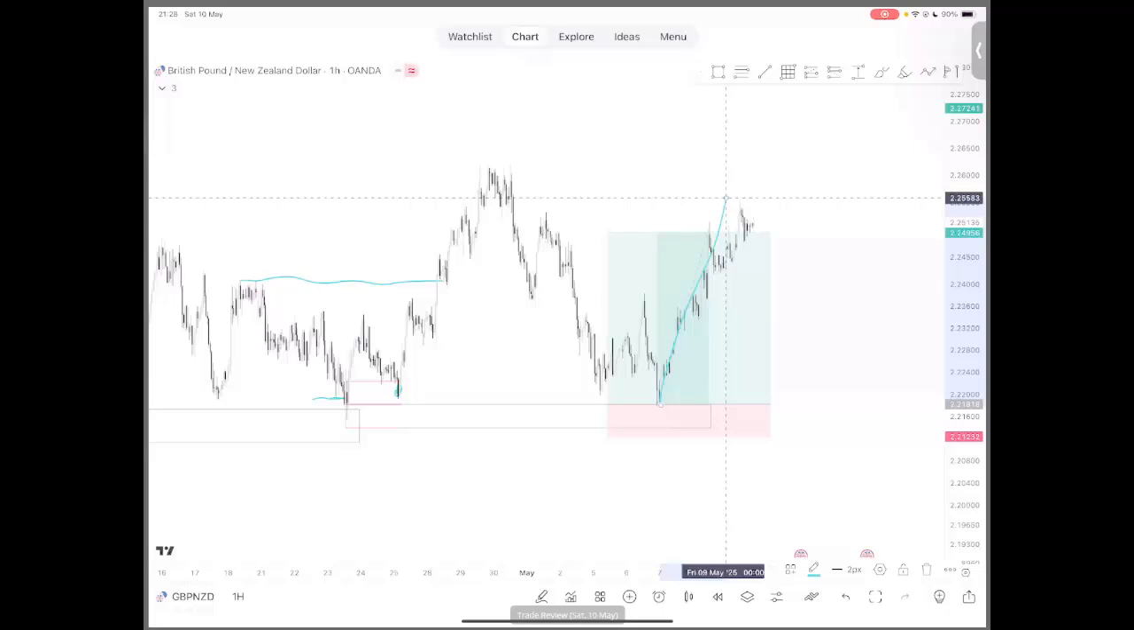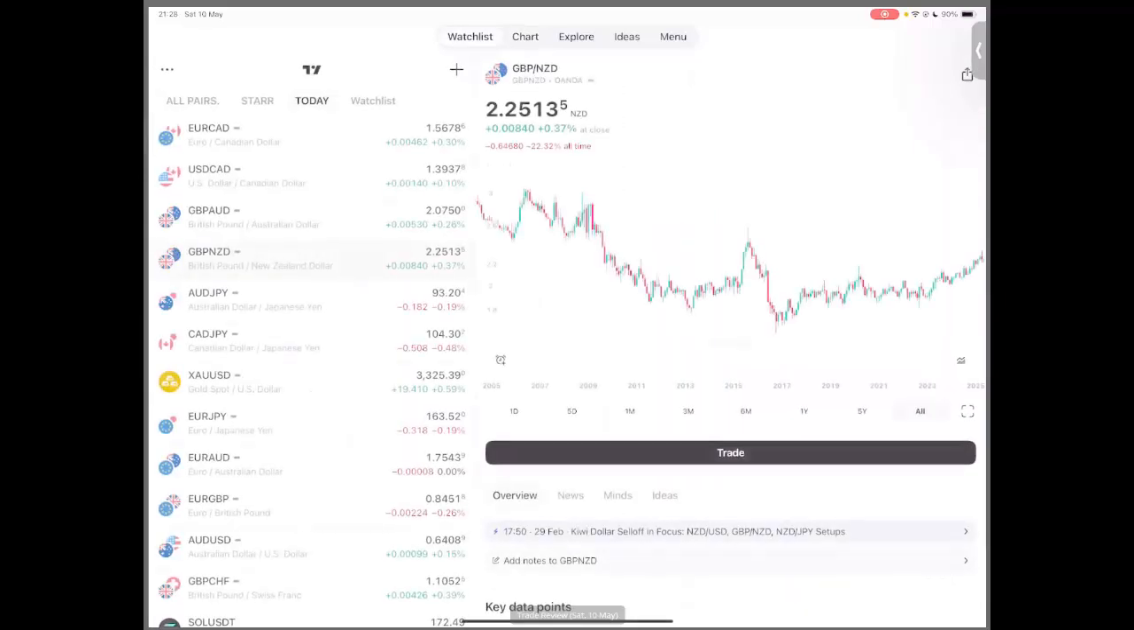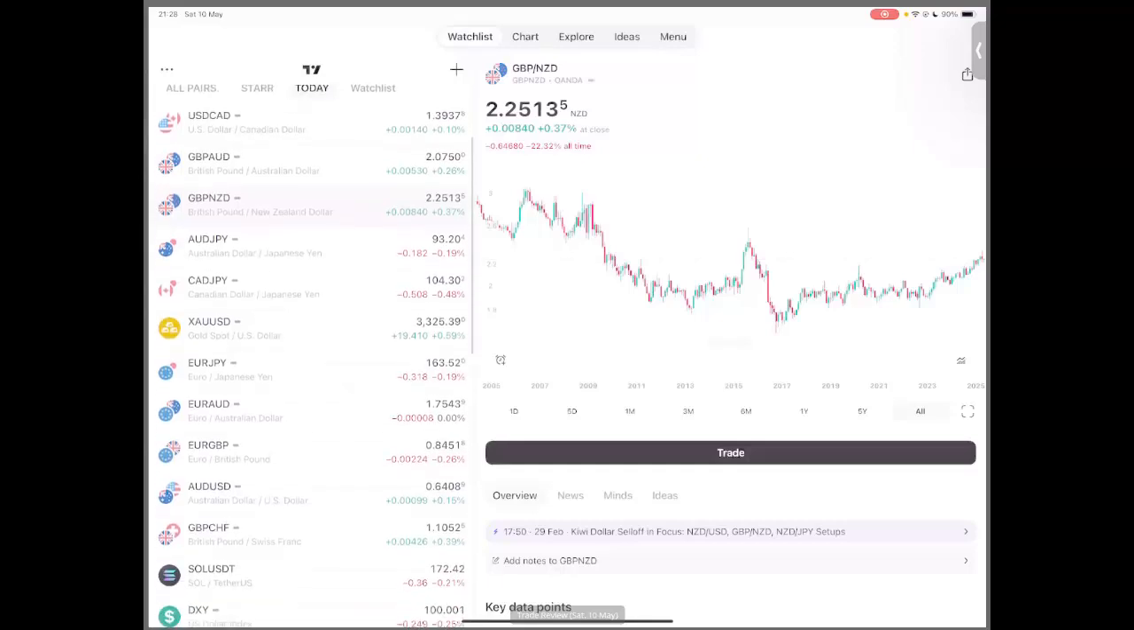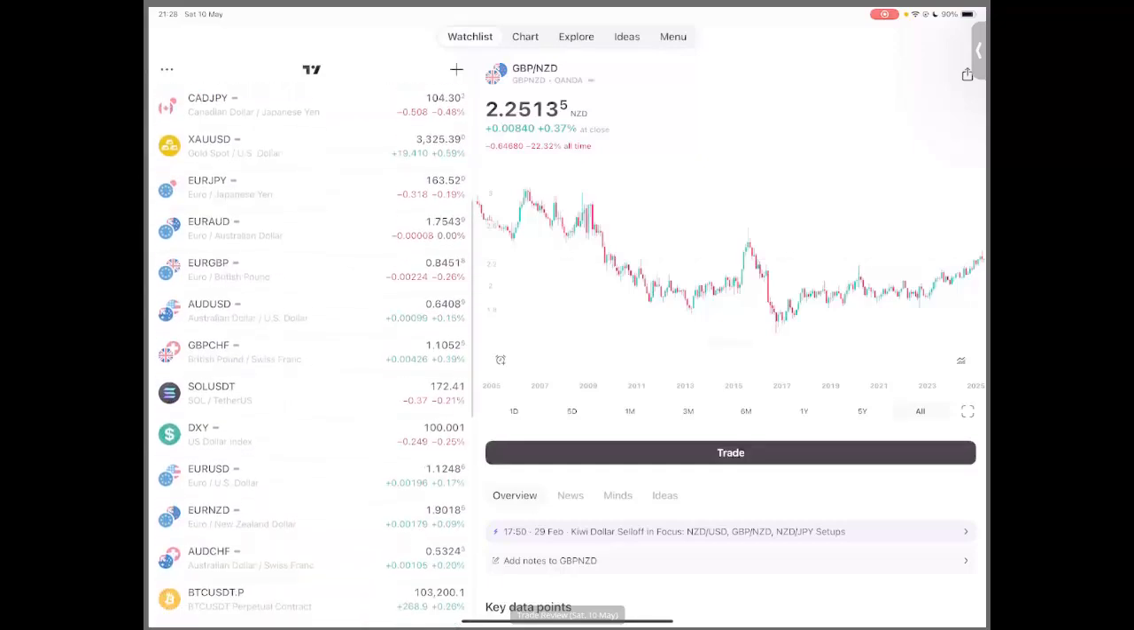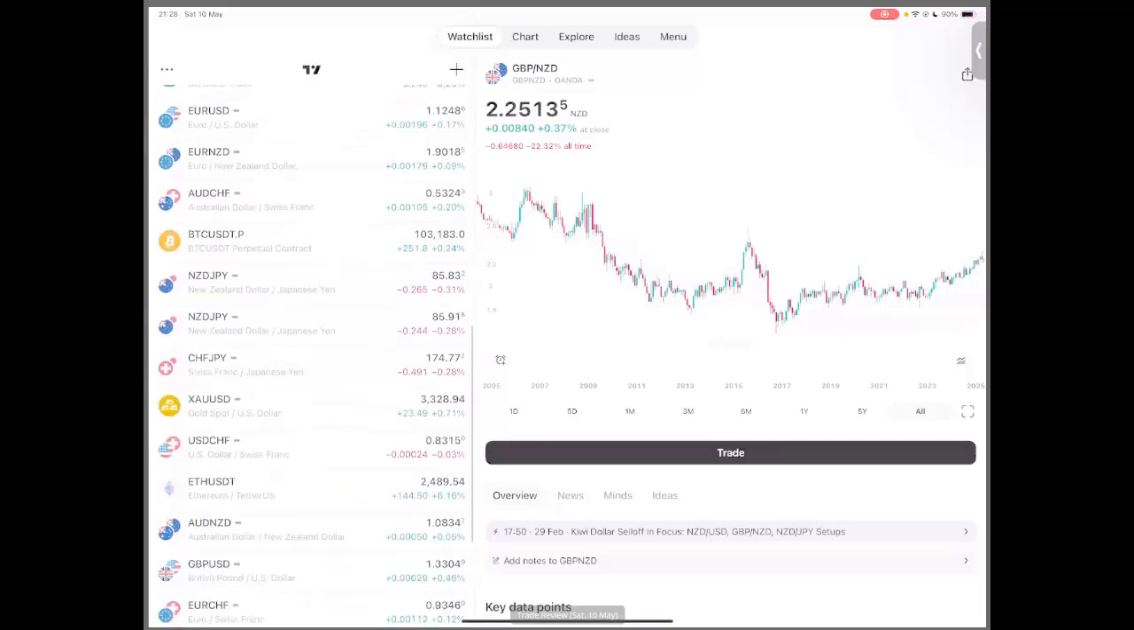This was last week's price action as well on GBP USD. I didn't execute this one. I also didn't execute one other one. I think it was AUD USD.